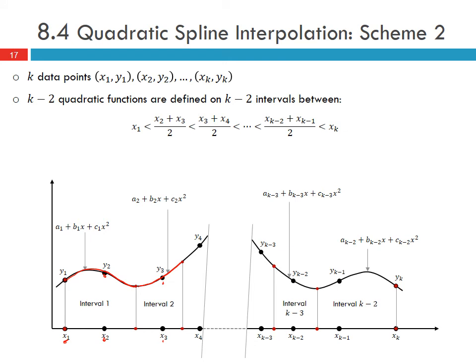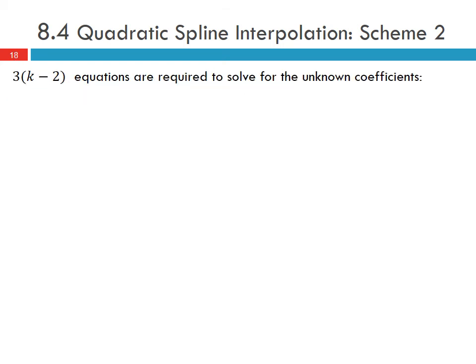So with k data points, we get k minus 2 quadratic functions defined on our k minus 2 intervals between the new set of points that we define. So the number of unknowns is 3 unknowns per quadratic function times k minus 2 intervals, so 3 times k minus 2 unknowns. So that means we need 3 times k minus 2 equations to solve for our unknown coefficients. And again, we can get these by defining various conditions.